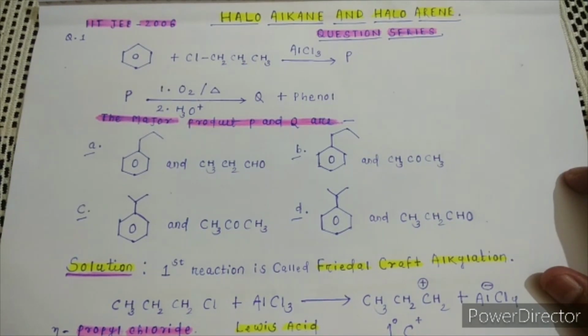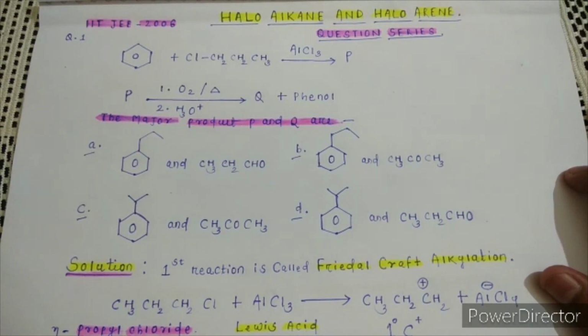So you see, this reaction is of two steps. In the first step, benzene reacts with propyl chloride in presence of AlCl3 to give P, and P reacts with oxygen upon heating, and in the second step, upon acidic hydrolysis, it gives Q and phenol. So here we have to find out the major products P and Q. If such a type of question comes, first try to understand the reagent and substrate, and try to remember which reaction this is.